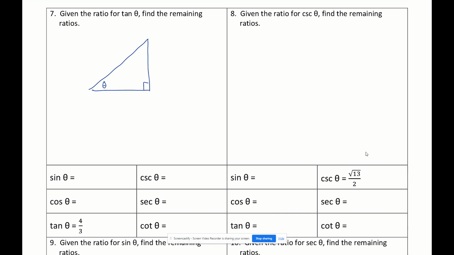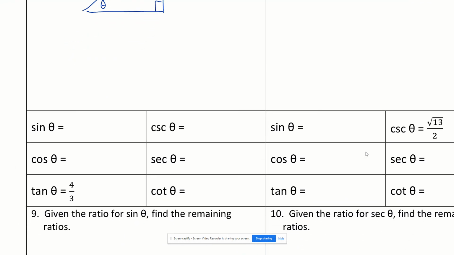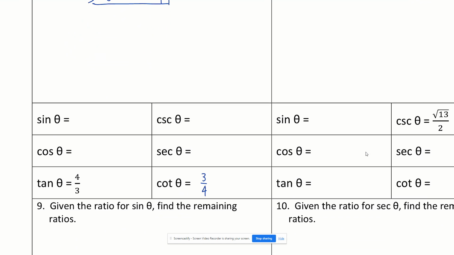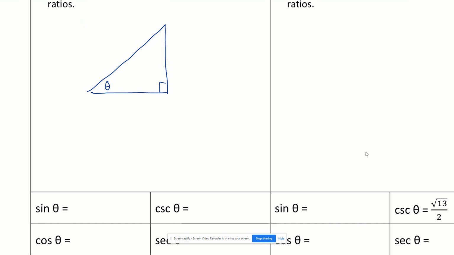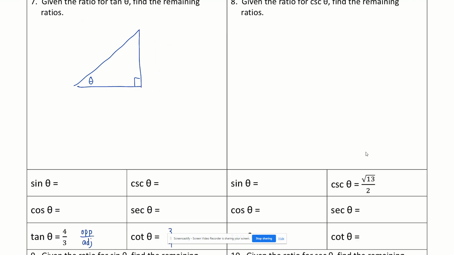What did they give me this time? They gave me tangent. So first of all, I know if tangent is 4 over 3, then my cotangent is going to be 3 over 4. Okay, I got that knocked out of the way. But let's think about tangent. Remember, tangent is TOA. That's opposite over adjacent. I decided where my theta was going to be. So from that theta, the opposite leg is 4, and the adjacent leg is 3, TOA, right?